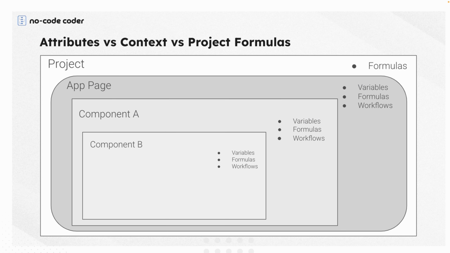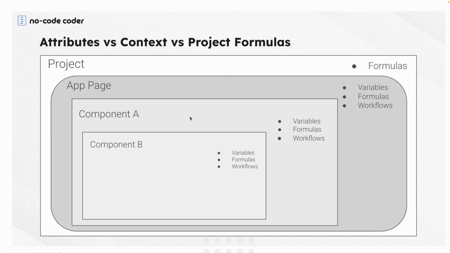So if we take a look at this slide, we have built a very raw version of an application. We've got our projects here, which has got formulas, and the reason I've put that in there is because we've got project formulas that we need to cover. And then we've got the app page, and again the app page has variables, formulas, workflows, and then within the app page we've got component A, again variables, formulas, workflows, and component B is contained within component A.